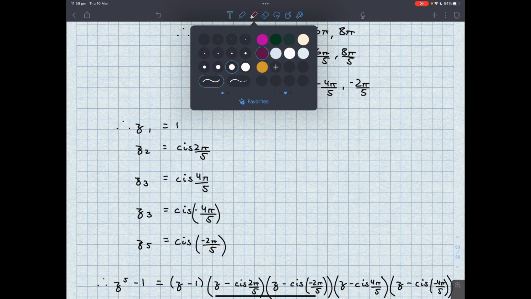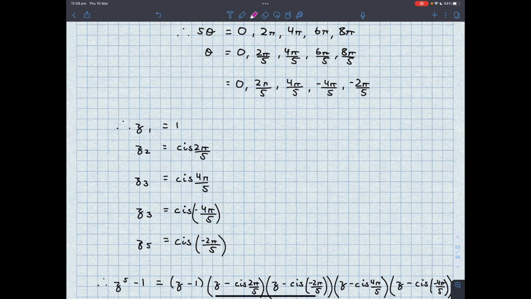Okay, what happens now is, because the question asks us to factorize this over real numbers, I'm going to match these up in pairs, because this will actually get rid of any i in there. And we only want real numbers, so there can't be an i anywhere in there. No imaginary parts. So if I take cis 2 pi on 5 and cis minus 2 pi on 5, and I do a bit of algebra with this, it actually turns out to be a real number.